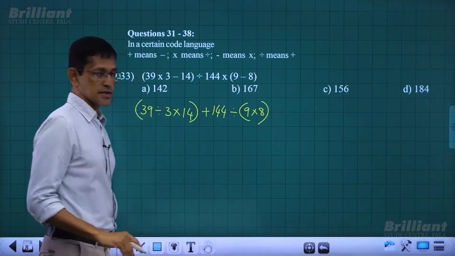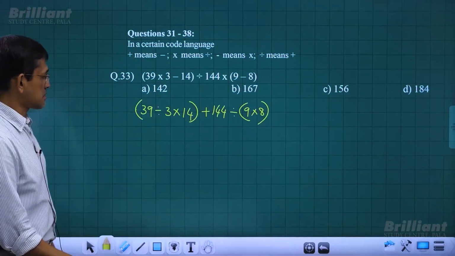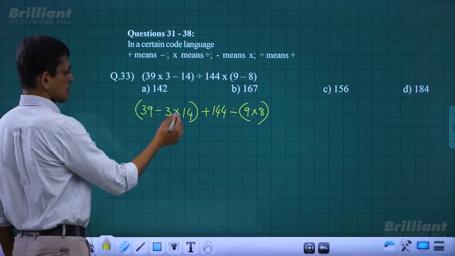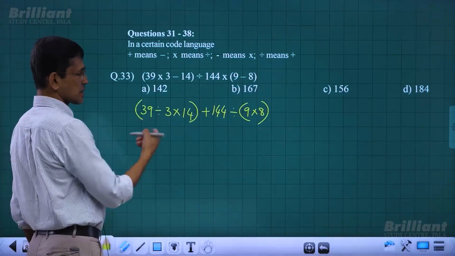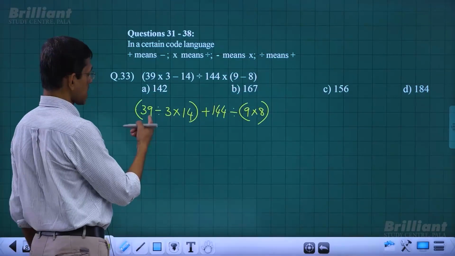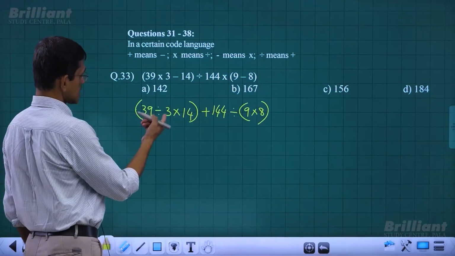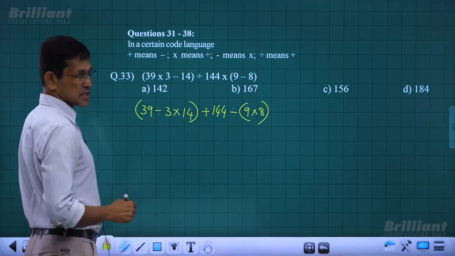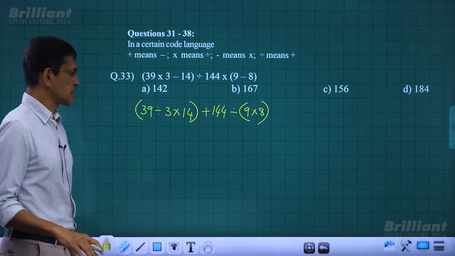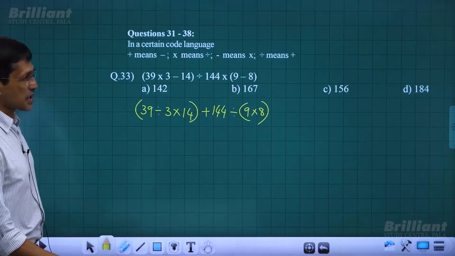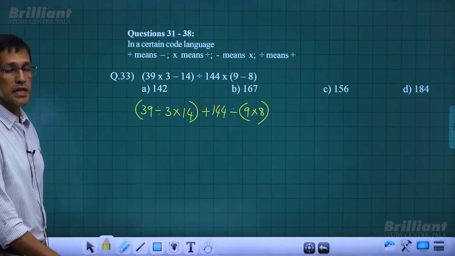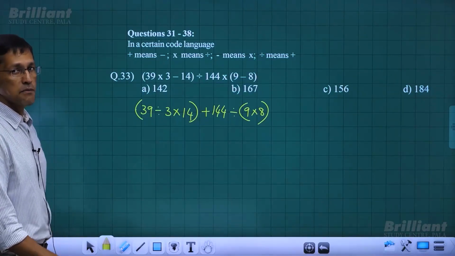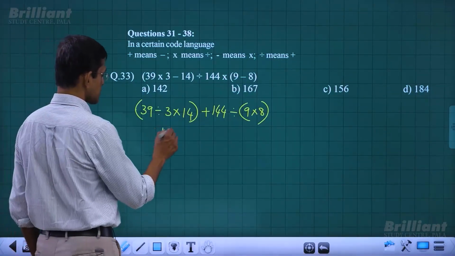So bracket first. So we have to apply BODMAS. Bracket first. So let's solve what is inside the bracket. Inside bracket you have to apply BODMAS. So inside bracket, division first. 39 by 3, so that is 13. 13 into 14, how much is that? We'll do it in one step. 13 into 13 is 169. 13 into 14, 169 plus one more 13, so 182.